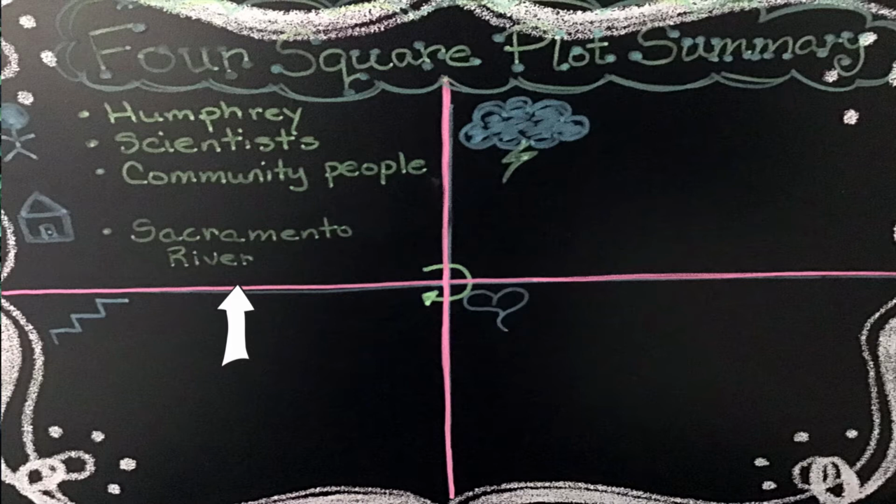Let's talk about the setting. Now the main part, the critical part of the setting took place where? The Sacramento River. So we want to write that down next to our house because that is our setting of our story. Now let's move on to the problem.